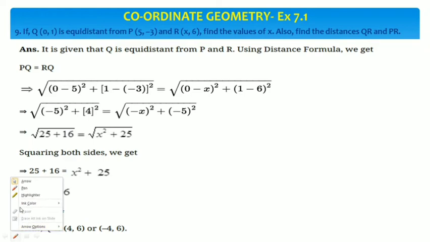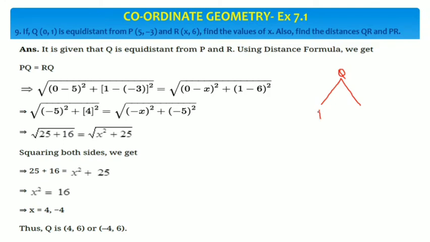Next question. If Q(0, 1) is equidistant from P and R, find the value of x. Now it is given, suppose a point is Q here. It is at equal distance from two points P and R. So the distances of Q from P and R are equal. So we can say QP equal to QR, which is written here. QP equals QR. And with this information, we have to find the value for x.